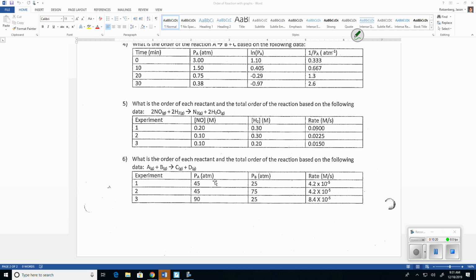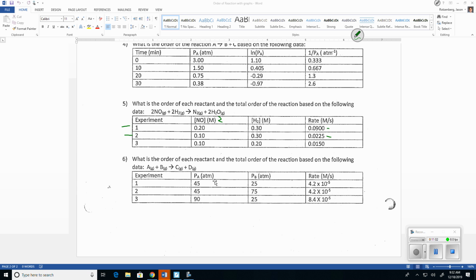So in my trials 1 and 2 on this question number 5, my H2 concentration remains constant at 0.3. However, when I go from trial 2 to trial 1, I double my NO concentration from 0.1 to 0.2. So what I would do then is see what happens to my rate from trial 2 to trial 1. When I double my NO, that changes by a factor of 4. So 2 to the second power. That means it's second order in terms of NO.